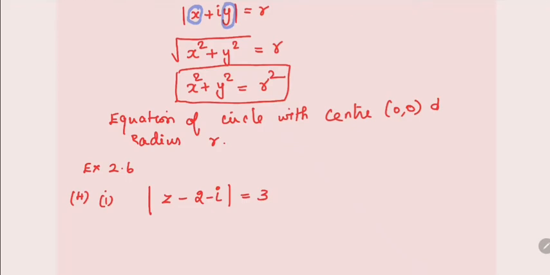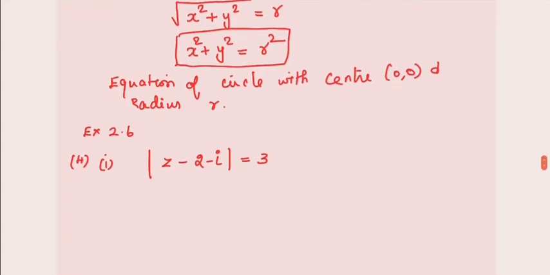We have to show that the given equation represents a circle, and find the center and the radius. In the complex form, the equation of a circle is |z - z0| = r. You know very well, z0 is nothing but the center and r is nothing but the radius.